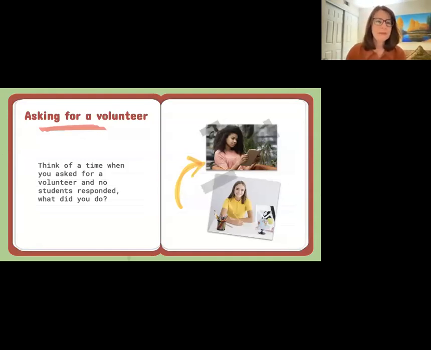Sometimes when we're teaching, we ask students questions, or we want someone to start off saying something to the class. And so I want you to think about a time when you have asked for a volunteer and no students responded. And I want you to think right now, what did you do? Because this has happened to all of us as teachers at all levels, whether we're teaching publicly in schools, or whether we're doing tutoring or doing English classes with adults.